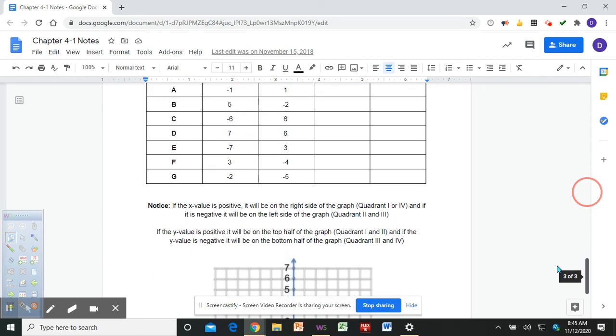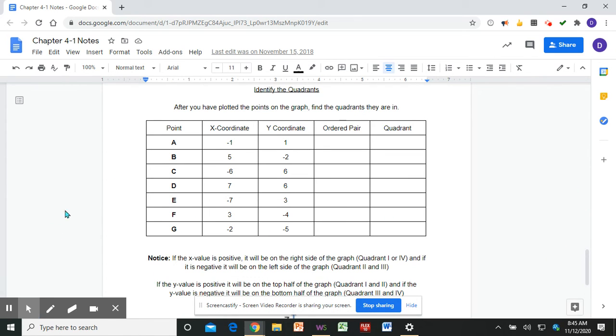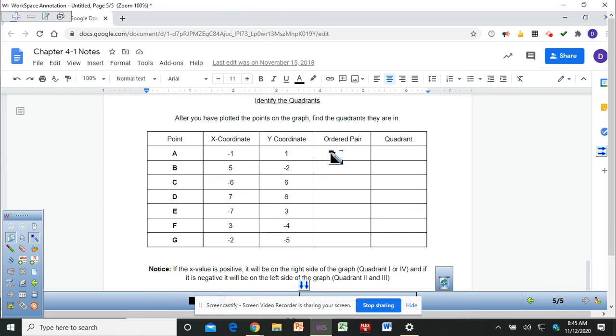Okay, so now in writing ordered pairs, we do the same thing. So it's always x, y. So we're going to go -1, 1. 5, -2. -6, 6. 7, 6. -7, 3. 3, -4. -2, -5. Now we have to figure out what quadrant these are in.